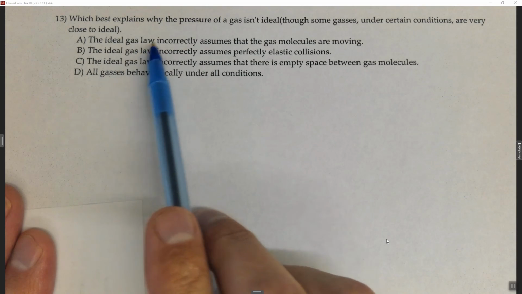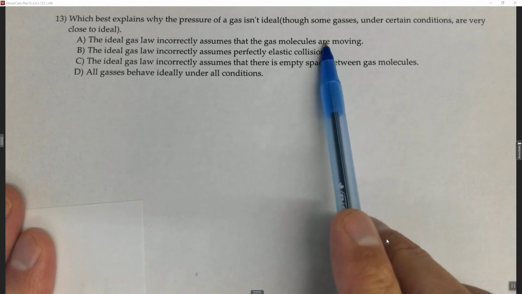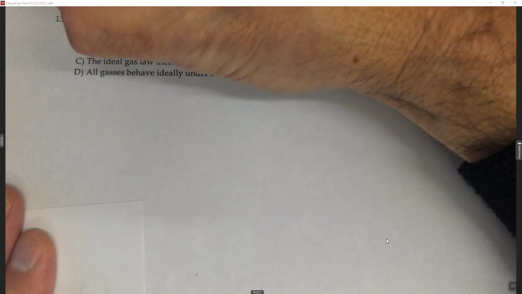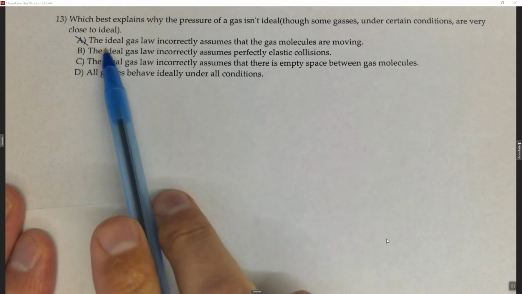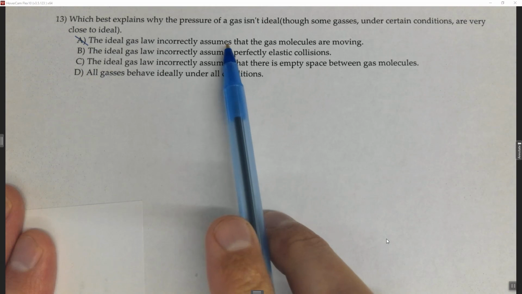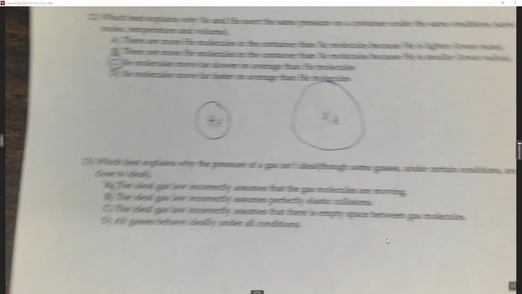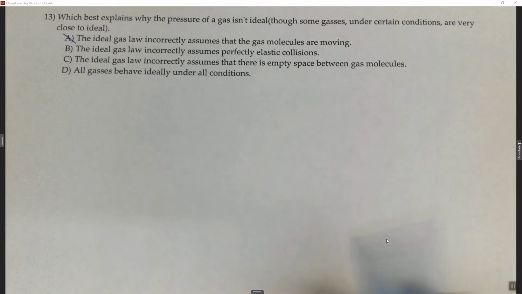It says the ideal gas law incorrectly assumes that gas molecules are moving. No, it's correct to assume that gas molecules are moving. Any molecule above absolute zero is moving. The molecules in the table or whatever hard surface you're near are moving because, excuse me, it is above absolute zero where you are. So the molecules in this table right here are moving because it's above absolute zero.